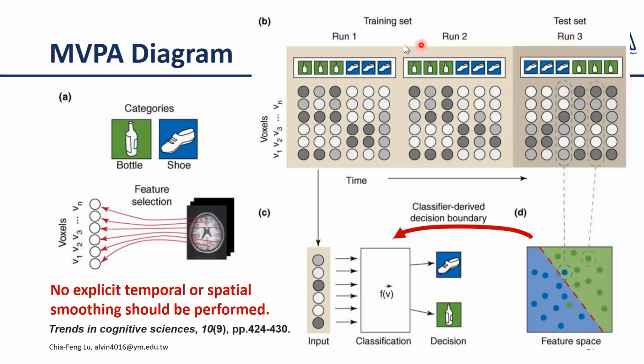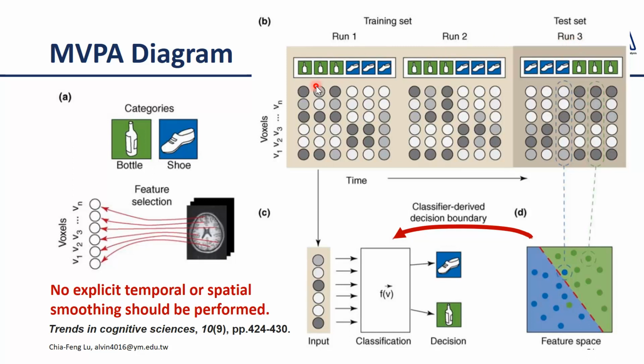okay? And again, based on the machine learning idea, we need to separate our data set into 2 different subsets. One for training the model and another one for testing the model performance. Okay, so in this case, we may have 3 different rounds right here. And for each round, subjects will receive the stimuli of bottle and shoes with equal numbers. Okay. And for round 1 and round 2, we use them to train the model. And for round 3, we preserve it to test the model performance right here.